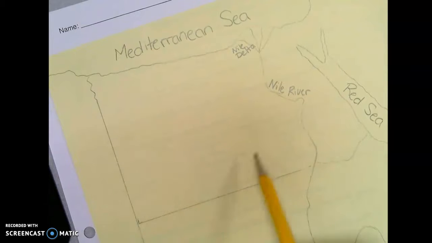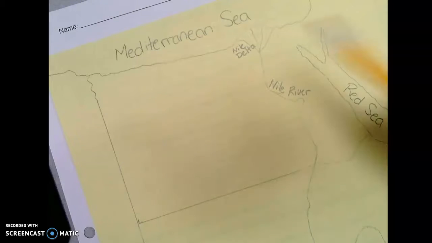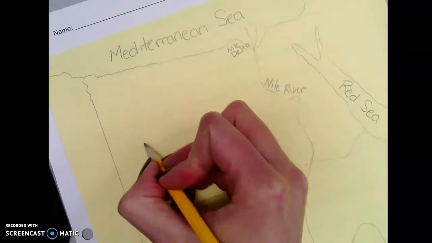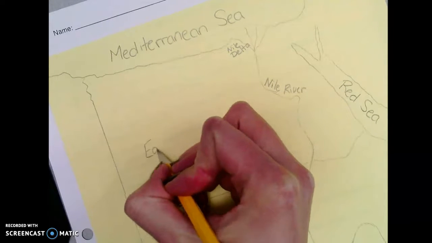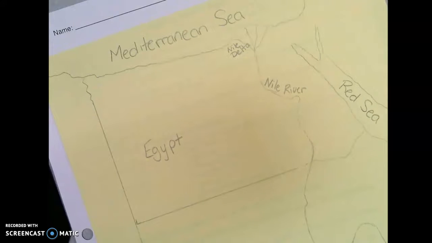This part is all Egypt. I don't recommend putting a nice big Egypt, okay? If you write too big, you might find out later that there are smaller details you need to include and you've run out of space. So I'm going to write Egypt there.